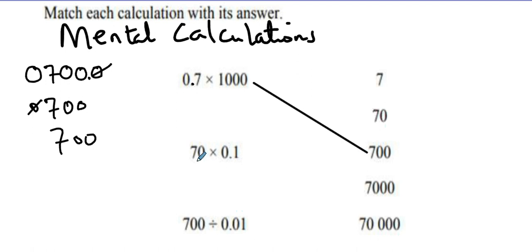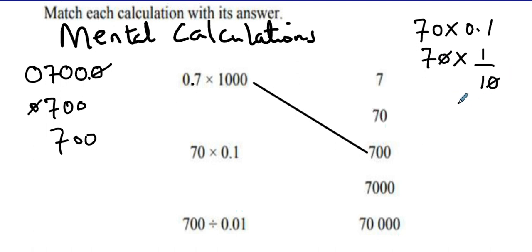And then you do 70 times 0.1. What we do, 0.1 is a fraction, it is the same as 70 times 1/10. So cancel this 0, cancel that 0, you remain with 7. So 70 times 0.1 matches with 7. Here we go.